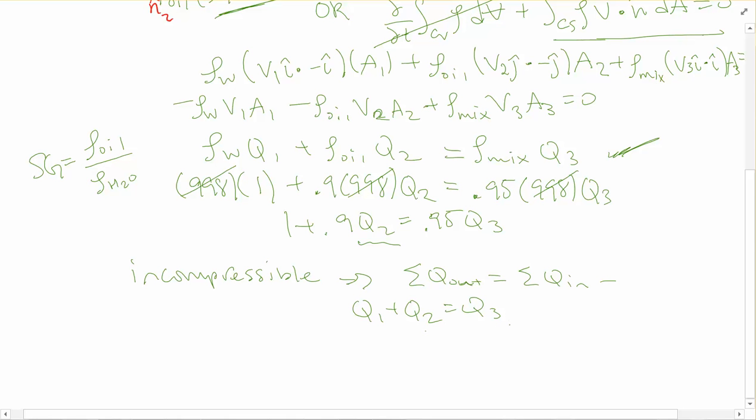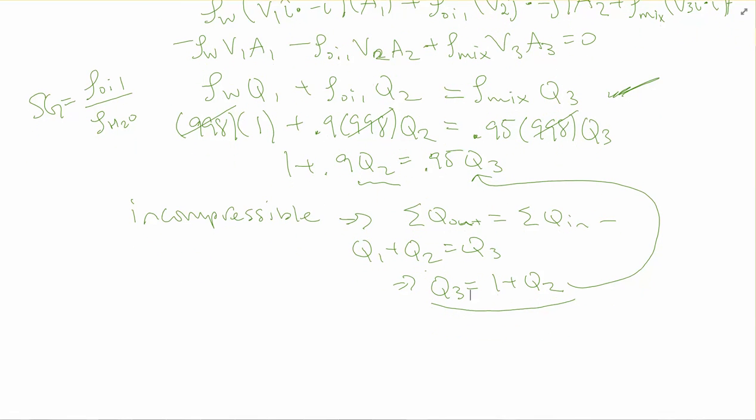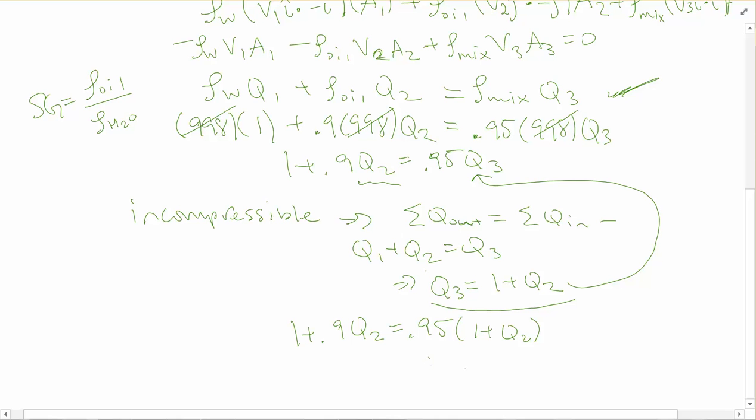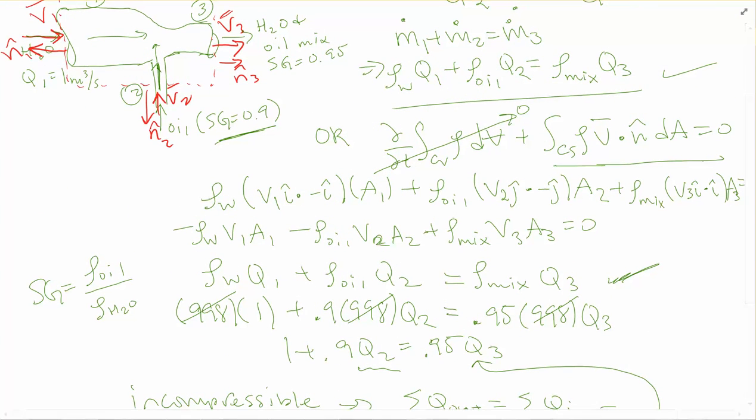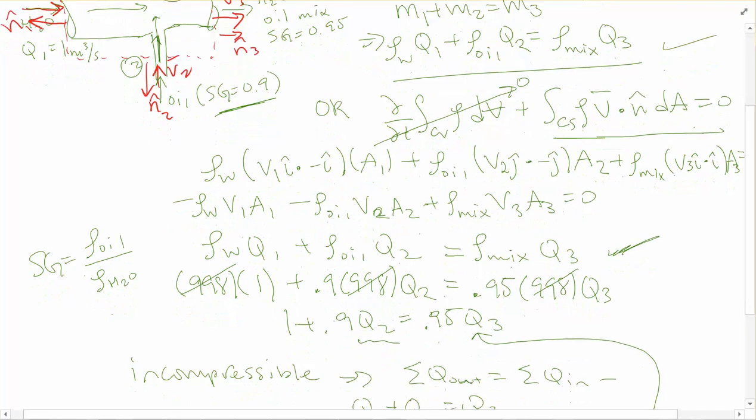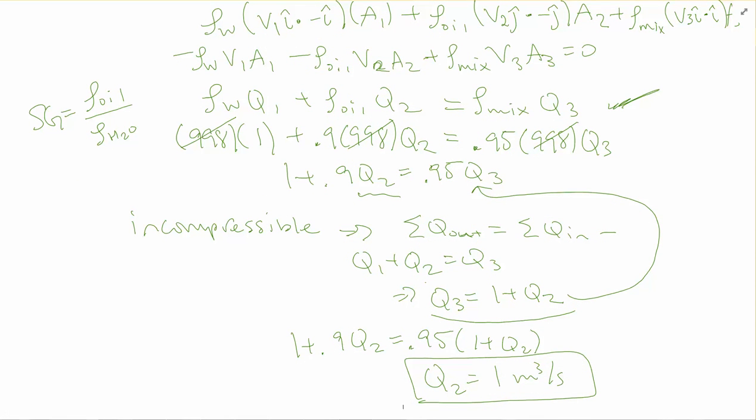So with this, we can get an equation for Q3. We know that Q3 has to be 1 plus Q2. And with that, we could take this equation here, plug it in right here. And then that'll give us one equation with one unknown, where Q2 would be the unknown. So if we do that, we get 1 plus 0.9 Q2 equals 0.95 times 1 plus Q2. So Q2 here equals 1 cubic meter per second. Alright, so that's the flow rate of the oil, section 2. So again, we get 1 meter cubed per second.